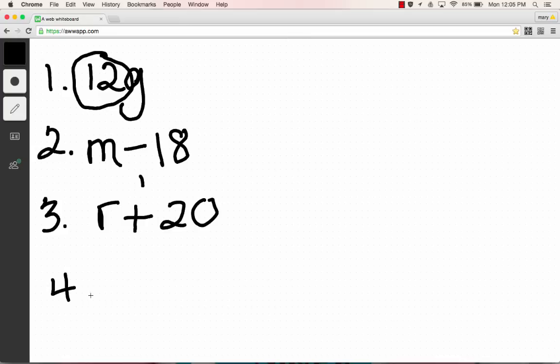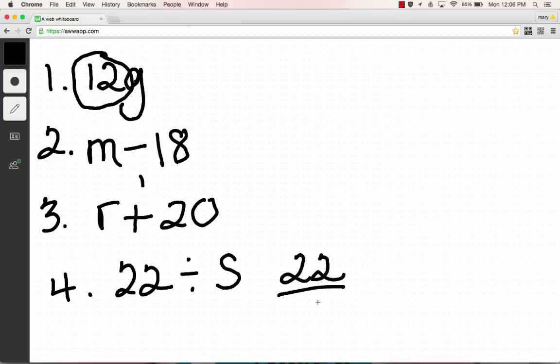Number 4. I have 22 divided by a number s. Now this one is pretty self-explanatory. So I have 22 divided by a number s. We're also going to learn to write this in this format. And remember, this looks like a fraction, and we have said a million bajillion times that 22 divided by a variable, or divided by anything, is going to mean division. So remember how fractions are always a division problem. So 22 divided by s.